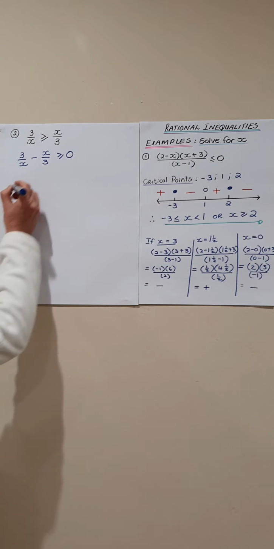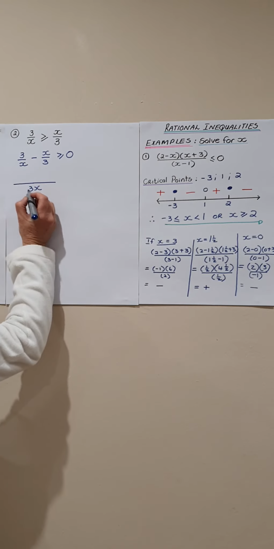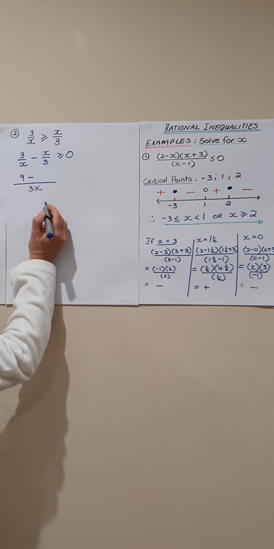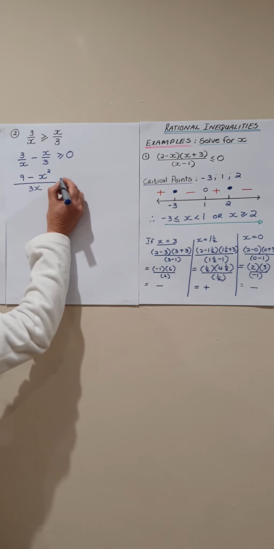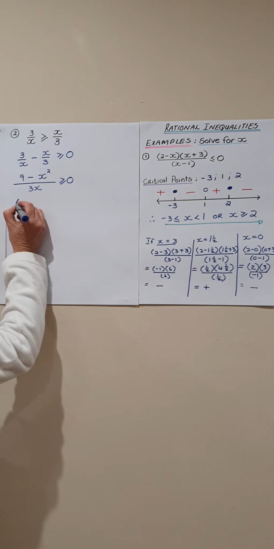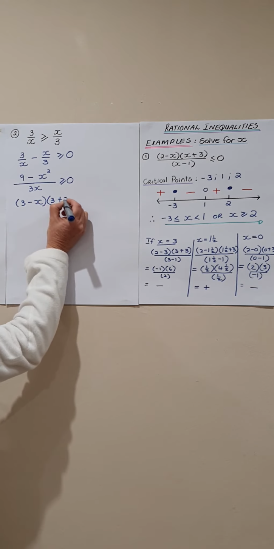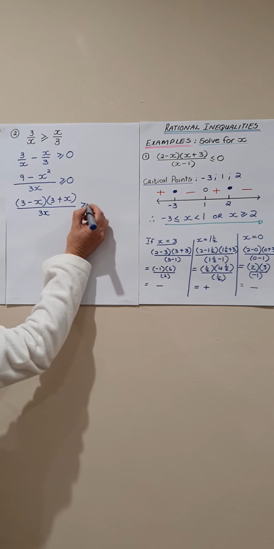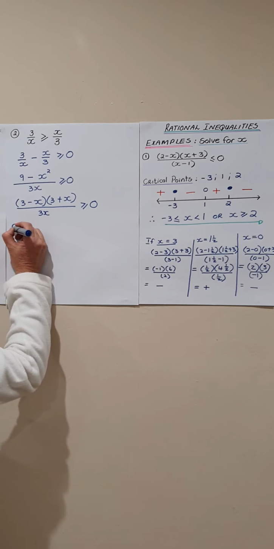Now I'm going to find my common denominator, which would be 3x. So 3x divided by x gives me 3, and 3 times 3 is 9. Minus 3x divided by 3 is x, and x times x is x squared, is greater than or equal to 0. I factorize the numerator, and I'm going to get (3 minus x)(3 plus x) over 3x, which is greater than or equal to 0. So now I need to find my critical points.